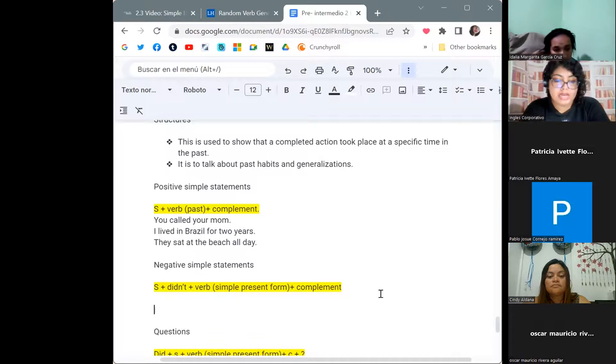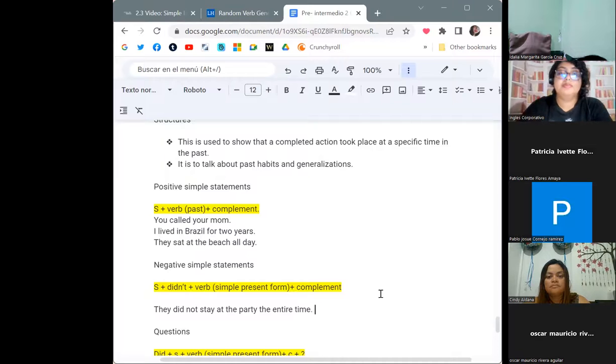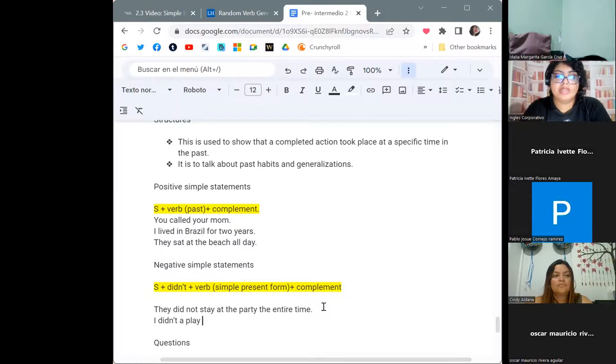For negative, we have, they didn't stay at the party the entire time. They did not stay at the party. Give me a moment, I'm going to read that. The entire time. Okay. I didn't see a play yesterday. He didn't wash his car.